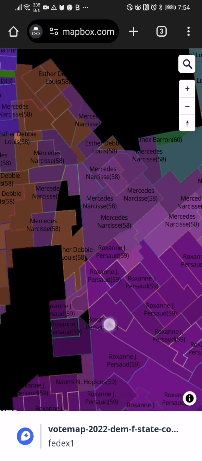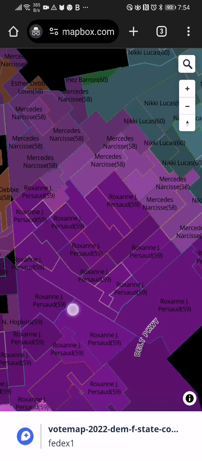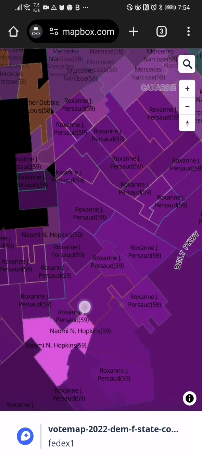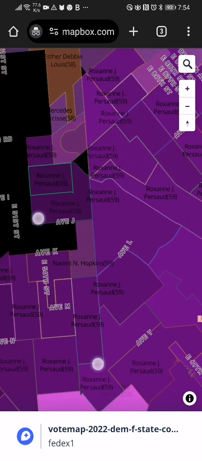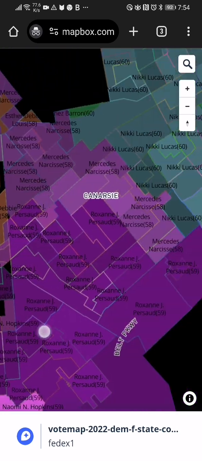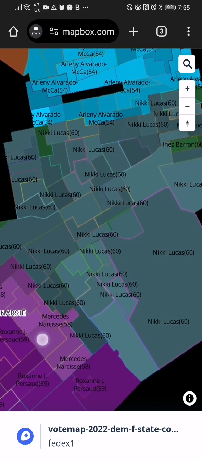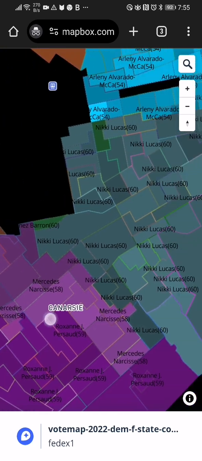Oh, there looks like there's 3 people here. Mercedes. Oh, no, this is a different district. 59 is a whole other district. And it looks like Persad just won. There was very little competition, this Naomi Hopkins. Now, Nikki, if you go into 60, I don't know how it jumps. 59, 60. Okay, so this 58 sticks out over here.